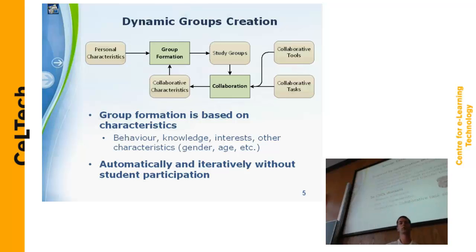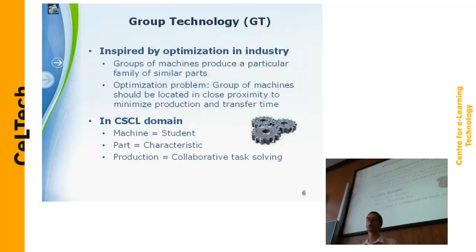We decided to use an optimizing approach, which is called group technology, in our method. This approach is inspired by optimization in industry, where we have groups of machines which participate in producing families of parts. And we have an optimization problem, how to allocate these machines to minimize transfer and production time. Maybe it sounds a little weird, but we have a very similar problem. But instead of machines, we have students. Instead of parts, we have characteristics. And also, we are not trying to optimize production, but collaborative learning.